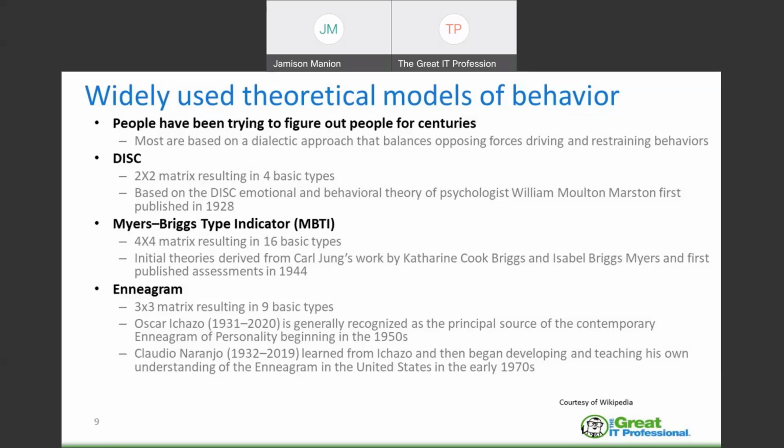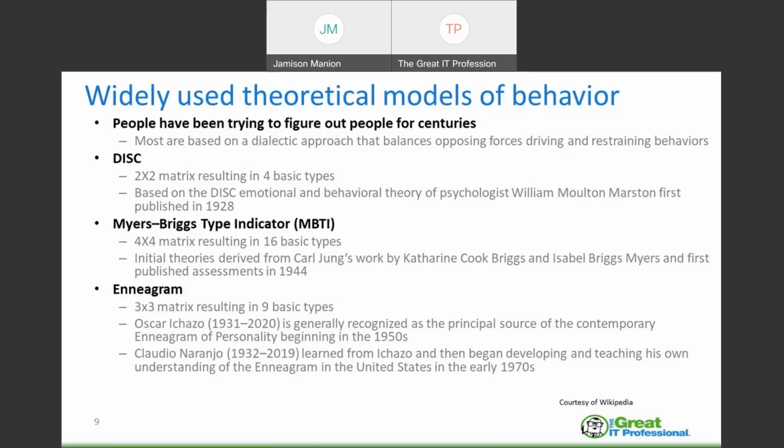I didn't know this, but through some research in preparing for this, I learned they actually developed it to help women find a role that they could play in the World War II war effort. That was the whole driving impetus behind it, which is pretty interesting in my mind.